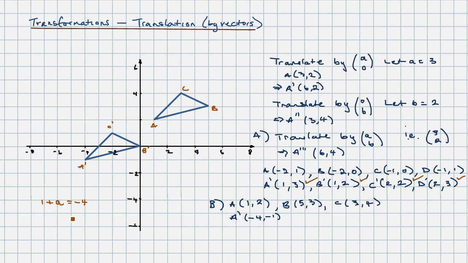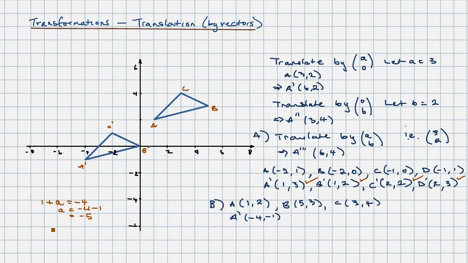Okay, so if we algebraically rearrange this, so take 1 from both sides, we'll have a equals minus 4 minus 1. Minus 4 minus 1 is minus 5. So expecting a to be minus 5.